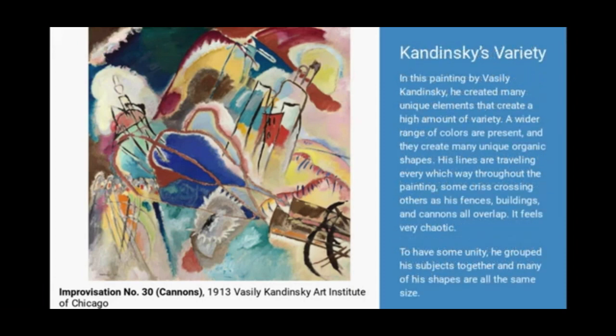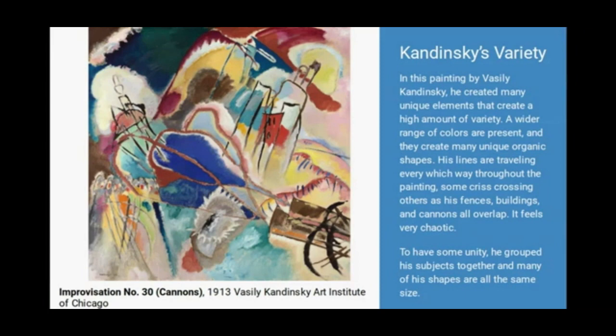This painting by Kandinsky is created using many unique elements to create a high amount of variety in it. In this, a wider range of colors are present, and they create many unique organic shapes in that background. His lines are traveling every which way through the painting, some crisscrossing others, as his fences and buildings and cannons all seem to kind of overlap each other, and it feels very chaotic.